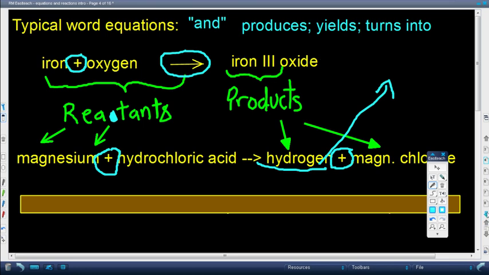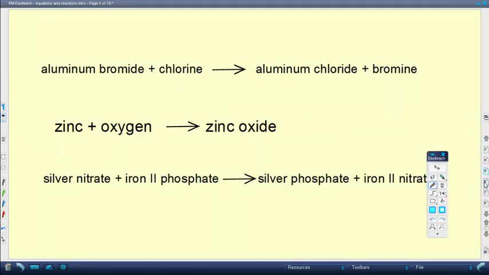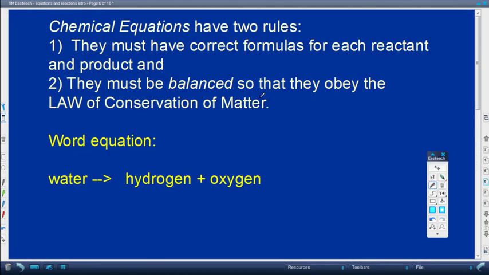The second rule, and this one is equally important, is they have to be balanced, which is why I call them balanced chemical equations. Balanced means that the chemical equation obeys the law of conservation of matter. You've learned the law of conservation of matter, and if I asked you what it was, you would probably say something like, in chemical reactions, matter is neither created nor destroyed. And that's a great description of the law of conservation of matter.